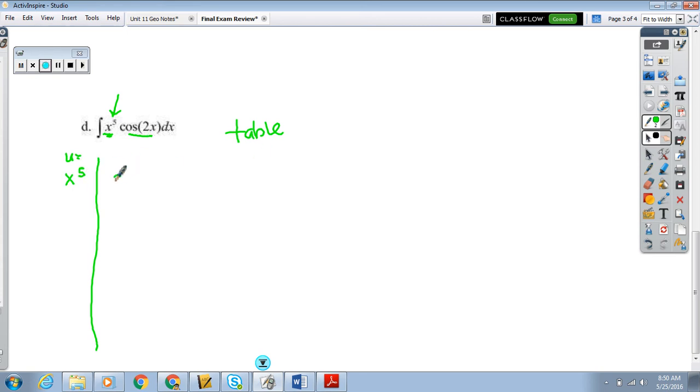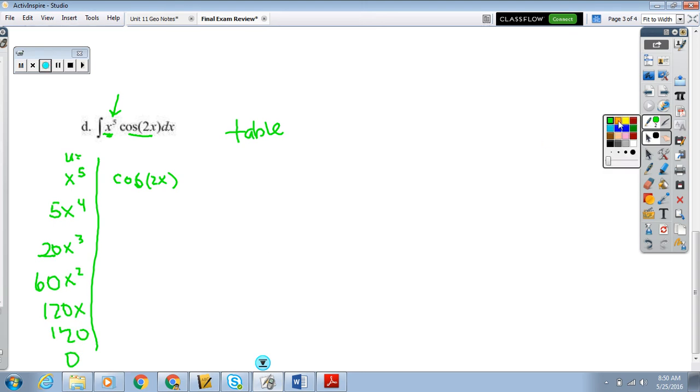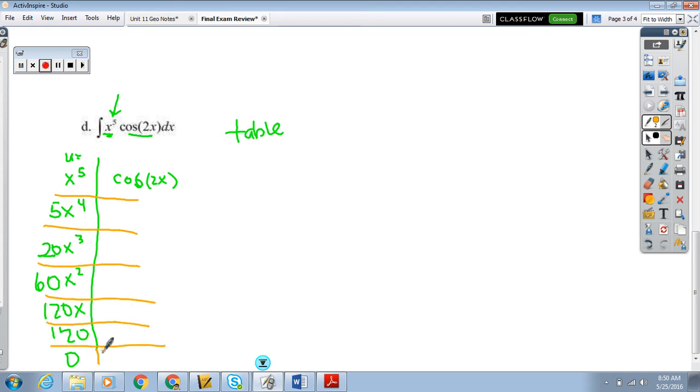Then the other thing is like my dv, or the thing that I'll integrate over and over and over. So I'm going to take the derivative of x to the 5th all the way down to 0. So that would be 5x to the 4th, 20x to the 3rd, 60x squared, 120x, 120, and then 0. And then I'm going to do the same number of antiderivatives over on the other side. So something that helps me, I know that 2x is always going to be my argument here.